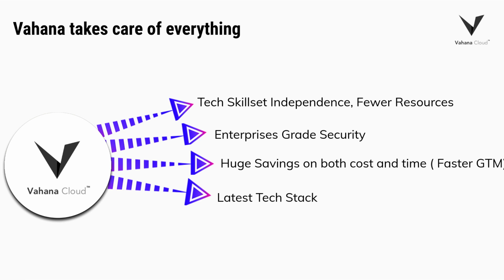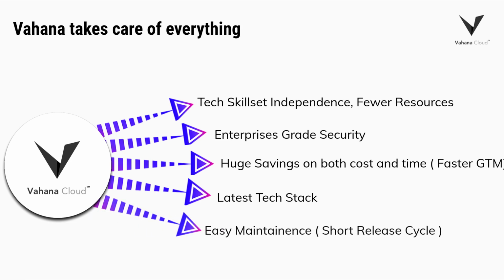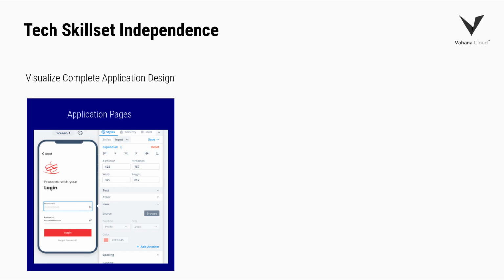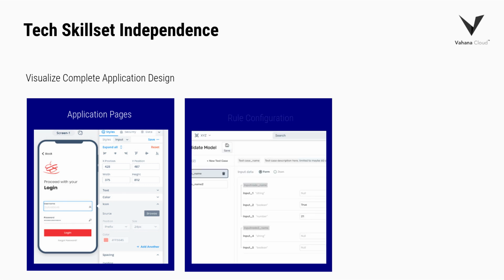Separating technology stack from application development ensures that the latest technology is always available to support your application. Vahana's visual aids ensure shorter release cycles, also making maintenance easier and cheaper. Using an application designer, business users can directly design application pages in the inbuilt designer module and can take care of UI optimization in multiple frames at the same time.